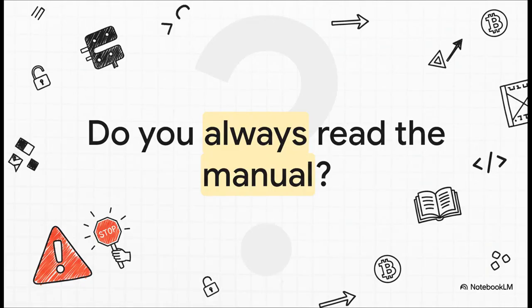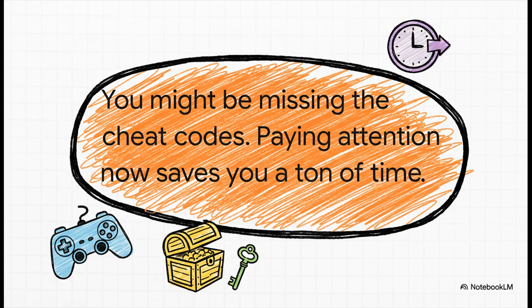Come on, be honest. When you get a new gadget or a super dense book, what's your first move? Do you dive right in and just start pushing buttons? Yeah, me too. It's totally natural. We all want to get straight to the good stuff, not read the instructions, right? But here's the thing. In this case, that intro section isn't just a boring manual. It's actually where the author hid all the cheat codes.